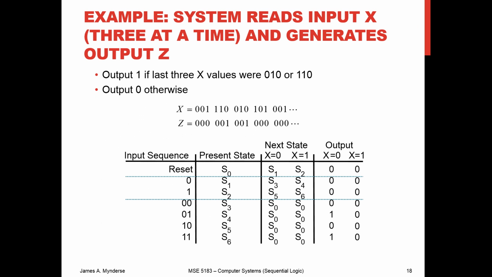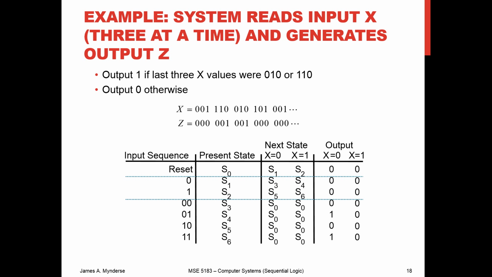So let's go through a very similar example to last time. We're going to read inputs 3 at a time instead of 4 at a time, just because it reduces the number of combinations we have to look at and simplifies the example. And again, if we get a 0, 1, 0 or a 1, 1, 0, then we're going to say that that is going to have an output of 1. Otherwise, we'll have an output of 0.